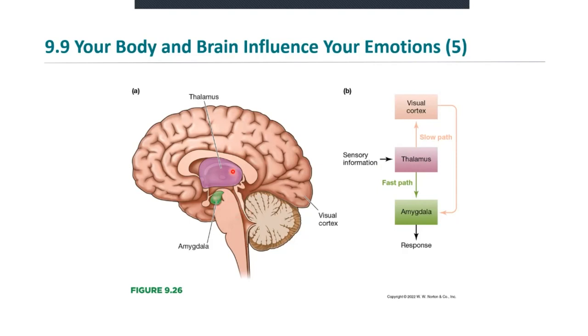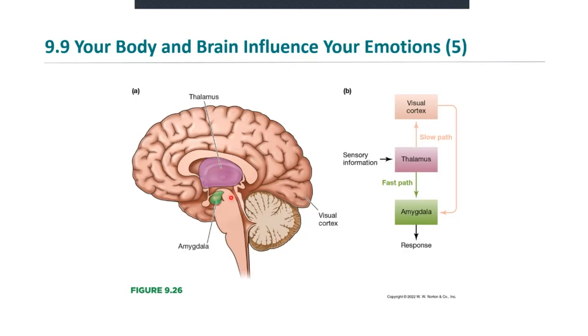The slower route goes from the thalamus to the visual cortex, which, remember, is at the very back of the brain, and then to the amygdala. So it's a much more extensive route. Obviously, even that is really, really quick in terms of brain time, but it's going to take significantly longer than the direct path from thalamus to amygdala. So we have a faster and a slower path.